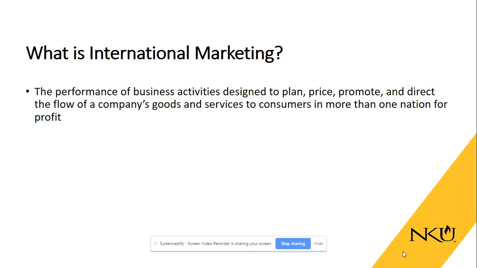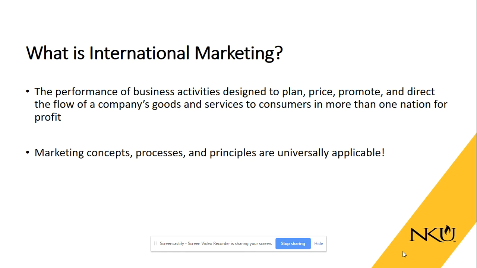But if we're going to define international marketing, we look at that as the performance of business activities designed to plan, price, promote, and direct the flow of a company's goods and services to consumers or users in more than one nation for profit. Now, marketing concepts, processes, and principles are universally acceptable. So, everything that you've looked at in your introductory marketing courses that applies to marketing in the United States, those things still all apply.